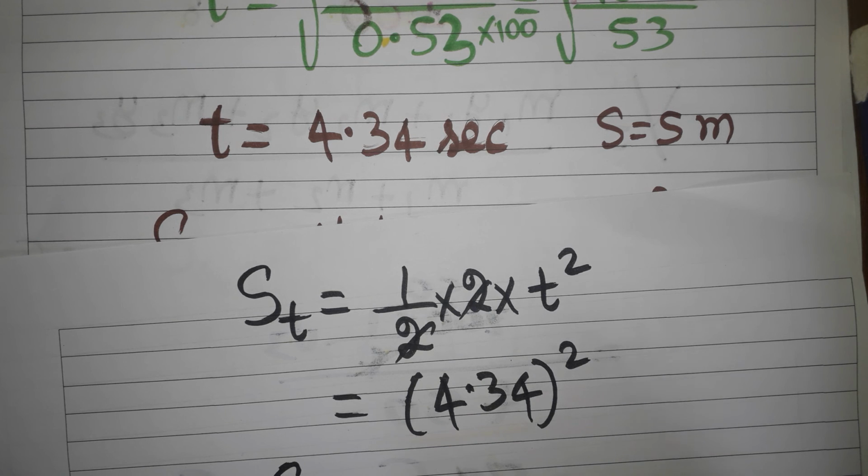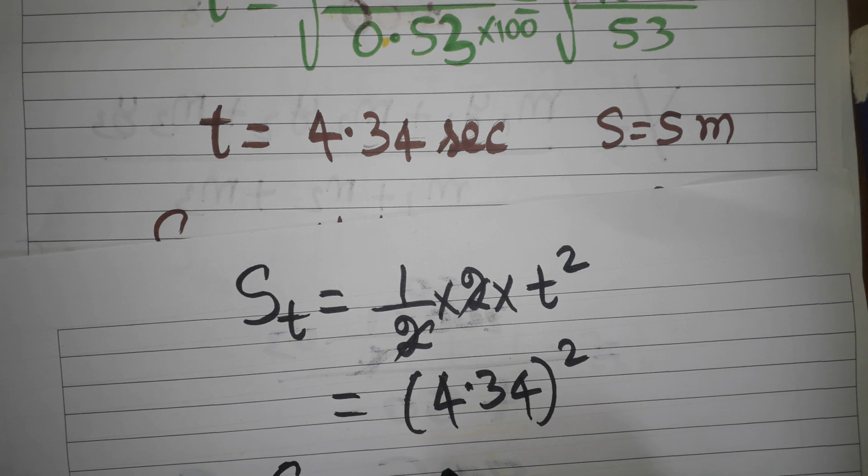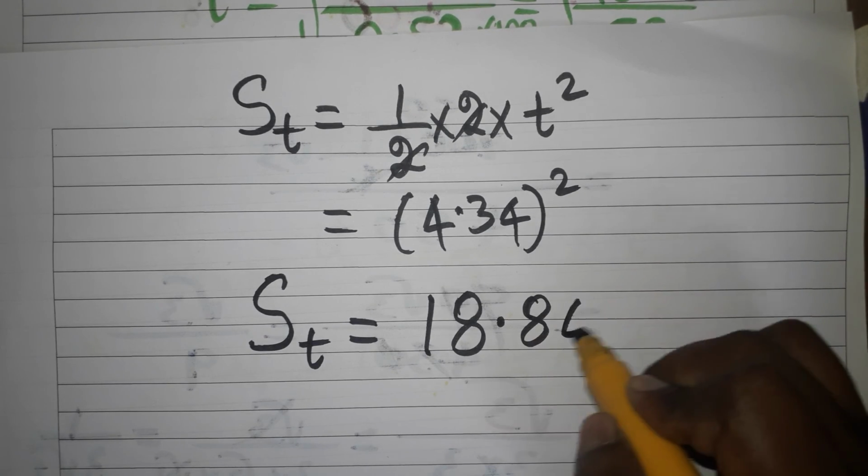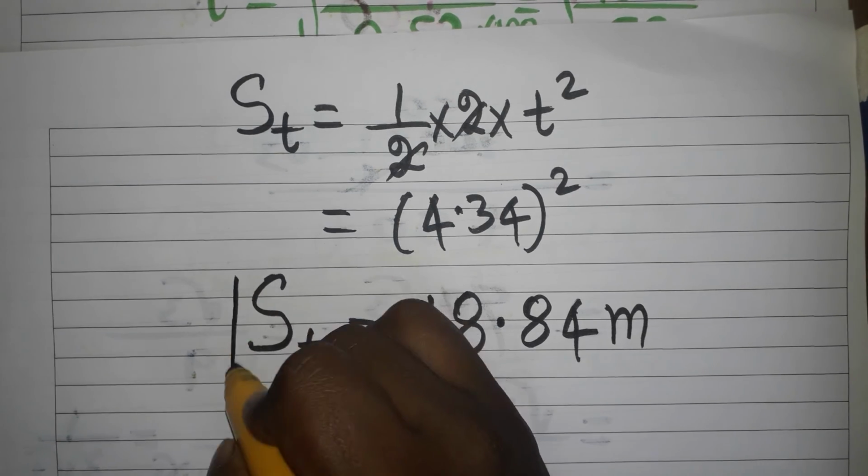Squaring, 4 into 4 is 16, approximately we'll get more than 16, actually 18.84 meters. The final truck displacement is this much.